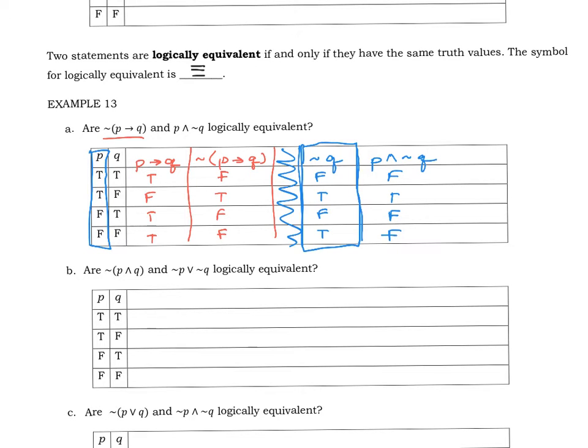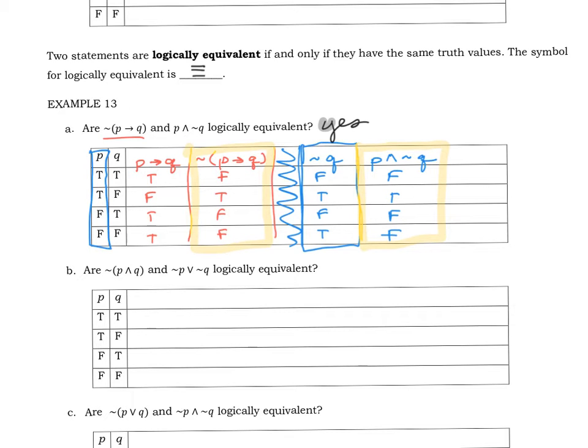So at this point, we need to look at this column and this column. Do they have the same truth values for the original values of the P and the Q? So false, true, false, false, false, true, false, false. Yes, they do. So are they logically equivalent? Yes.